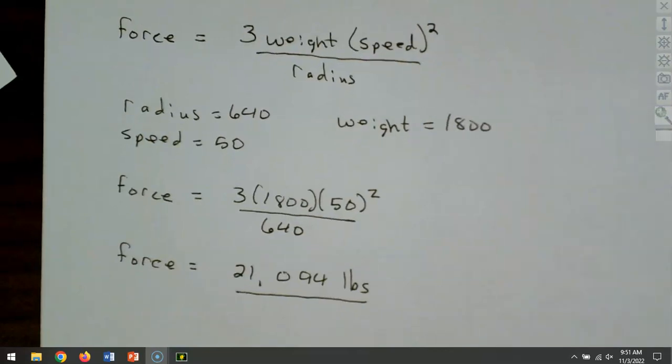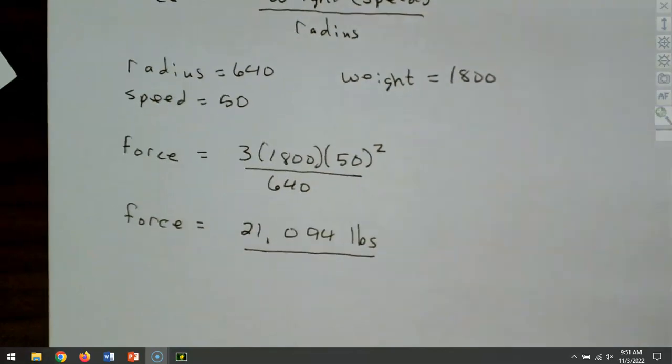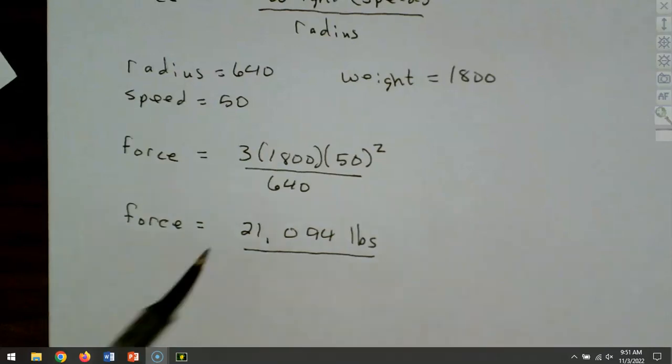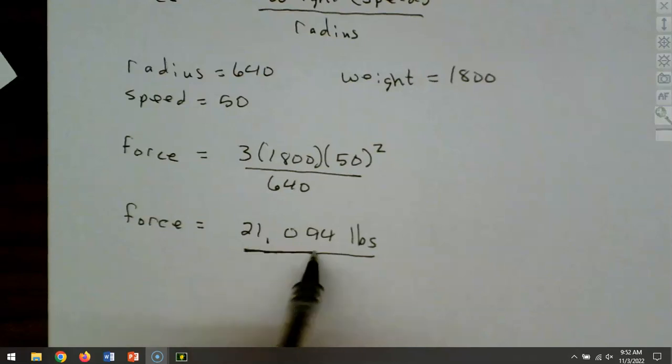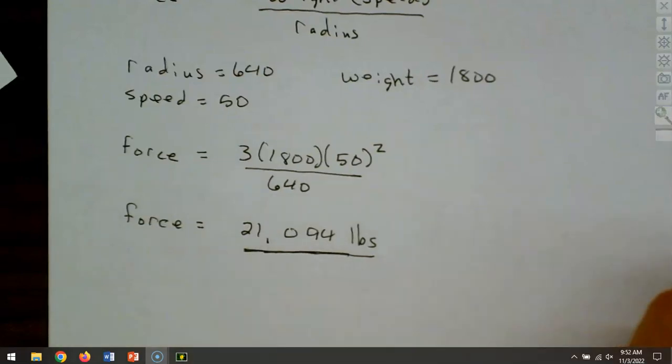Okay? Is everyone all right with that so far? So that would be your answer there. And I just rounded to the nearest. It says 100th of a pound. I rounded to the nearest pound. That's close enough. All right. Let's see. Round your answer to the nearest pound of force. Yep. So we rounded it correctly. So it's going to be about 21,000 pounds to stop that car.